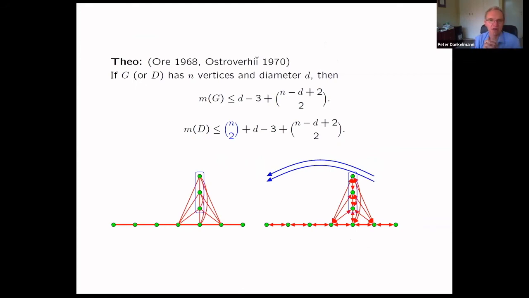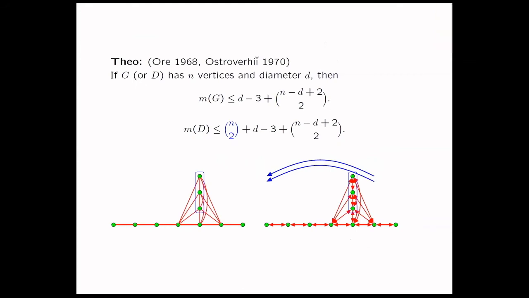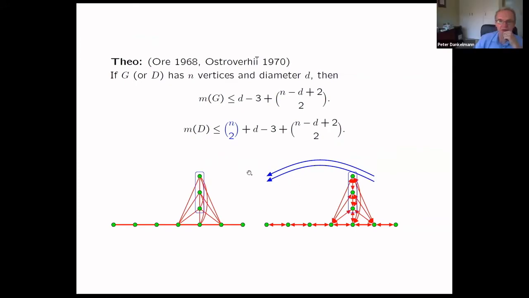Okay, so well, that's old stuff. That was discovered really half a century ago. And we can do exactly the same arguments for directed graphs. And I've written down the bounds that you get if you do the actual calculations: the number of edges in a graph with order n and diameter d is at most d minus 3 plus n minus d plus 2 choose 2. And for a digraph, we get the same number plus an extra term of n choose 2, which is, of course, a whole lot.